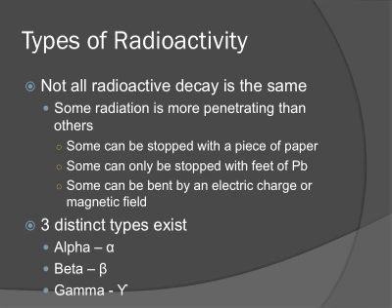And some can be bent by an electric charge or a magnetic field, which means that some of them have a charge to them. Just like electrons and protons have a charge, sometimes these rays have charges. So there are three distinct types, and they're all given a Greek letter: alpha, beta, and gamma.